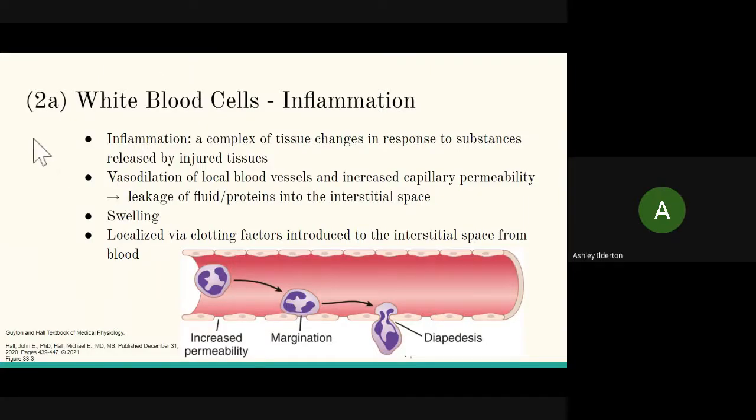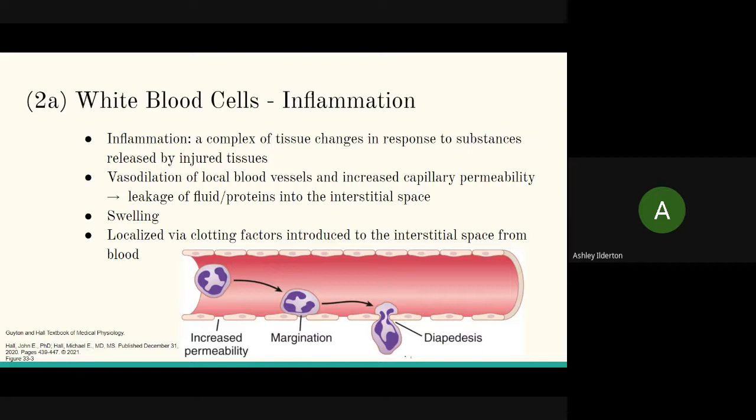Okay, so now we're going to talk about the white blood cell component of blood fluids. So, if we remember, white blood cells are what mediate the immune response in our body to either damage or antigens, or the damage that antigens cause. So, for the scope of this lecture and this application, the most important thing to note about white blood cells is their role in inflammation.